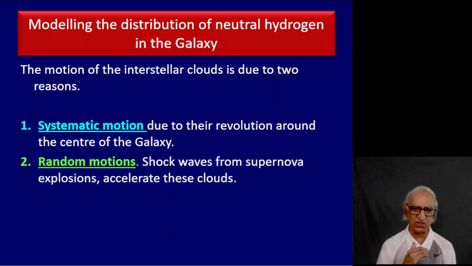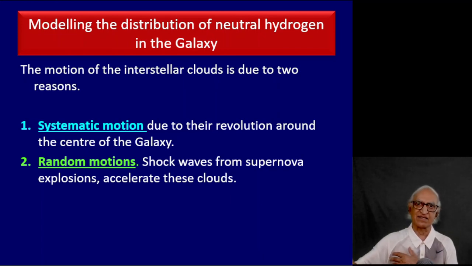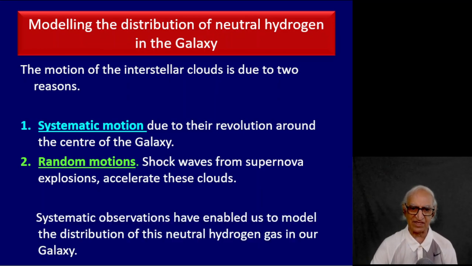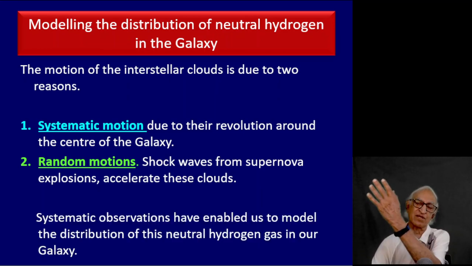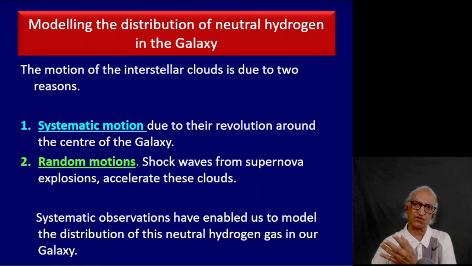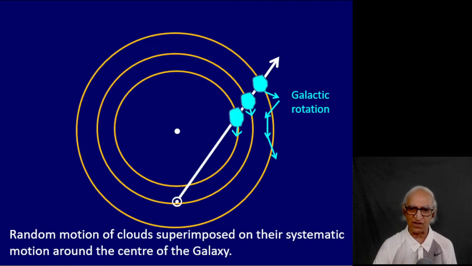Why are there random motions? There are random motions because there are shock waves from supernova explosions, which accelerate the clouds in this direction or that direction or that direction. A cloud is moving along merrily around the center of the galaxy, and suddenly from some direction a star explodes and the shock wave means it moves, and that's what I've tried to indicate in this diagram over there. So systematic motion, and superimposed on systematic motion there is some random motion due to galactic collisions, if you like.